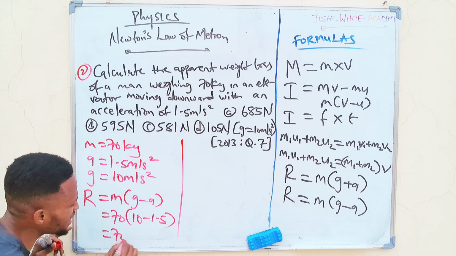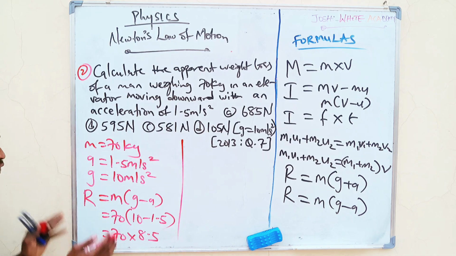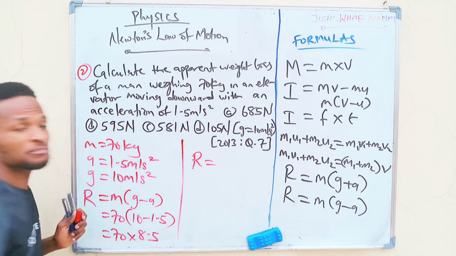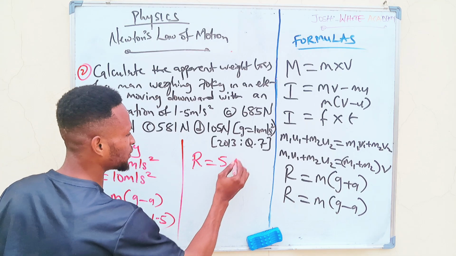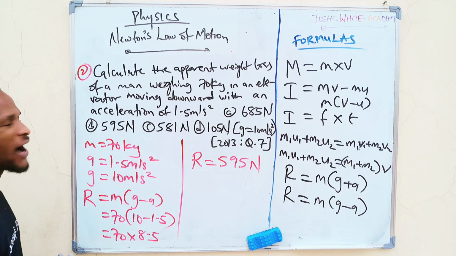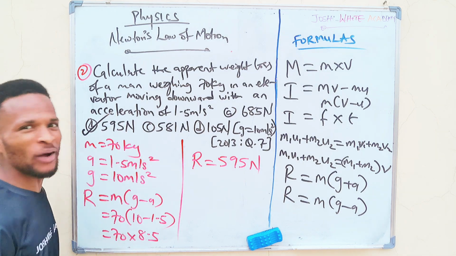So 70 multiplied by 10 minus 1.5 will give you 8.5. So 70 multiplied by 8.5 will give us an apparent weight of 595 Newton. So our answer is what? B. To the next question.